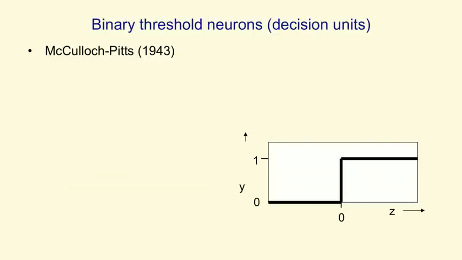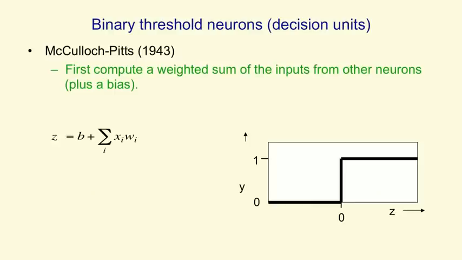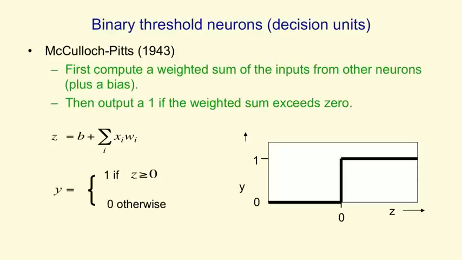So the decision unit in a perceptron is a binary threshold neuron. We've seen those before, and just to refresh you on those, they compute a weighted sum of the inputs they get from other neurons. They add on a bias to get their total input, and then they give an output of 1 if that sum exceeds 0, and they give an output of 0 otherwise.